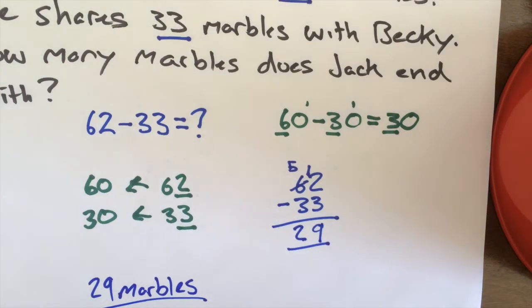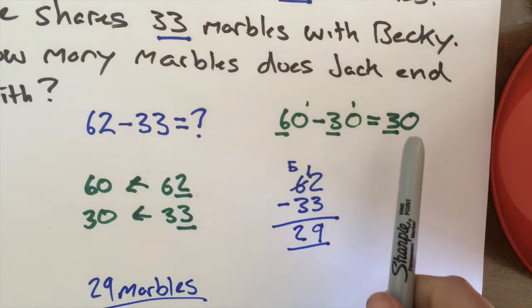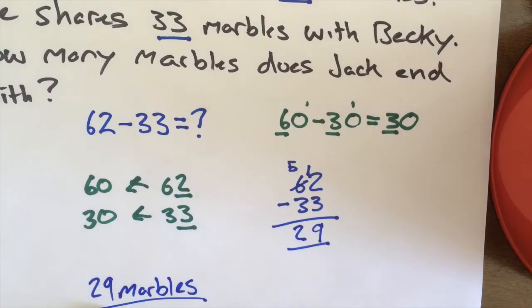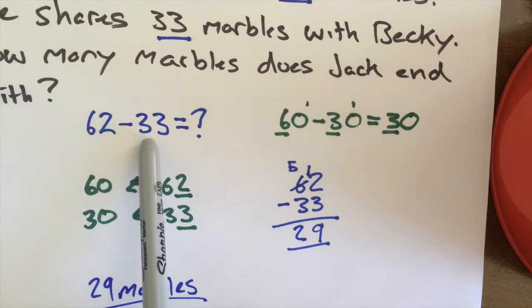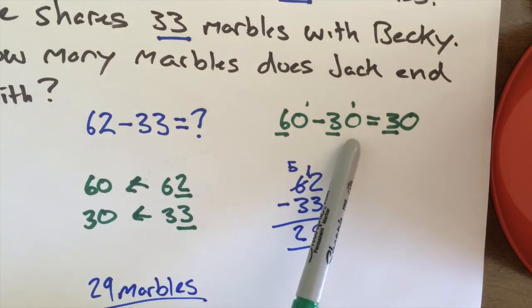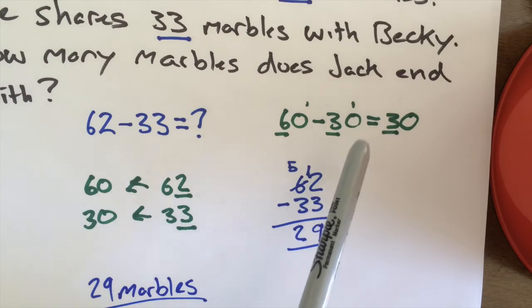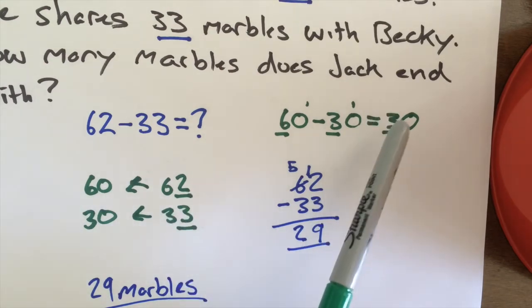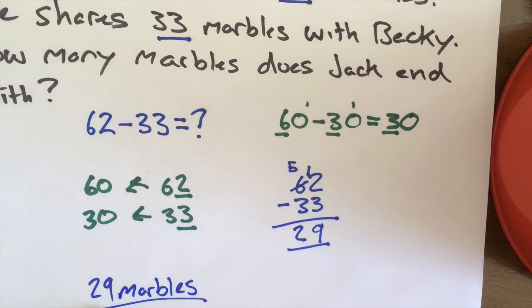You can see that our estimated answer of 30 marbles is pretty darn close to 29. This means that our exact answer is correct. We used estimation to help us in solving this problem by saying that Jack would end up with about 30 marbles, but he exactly ends up with 29 marbles. So we're pretty close. We know that this answer is correct because of how close we are to this.